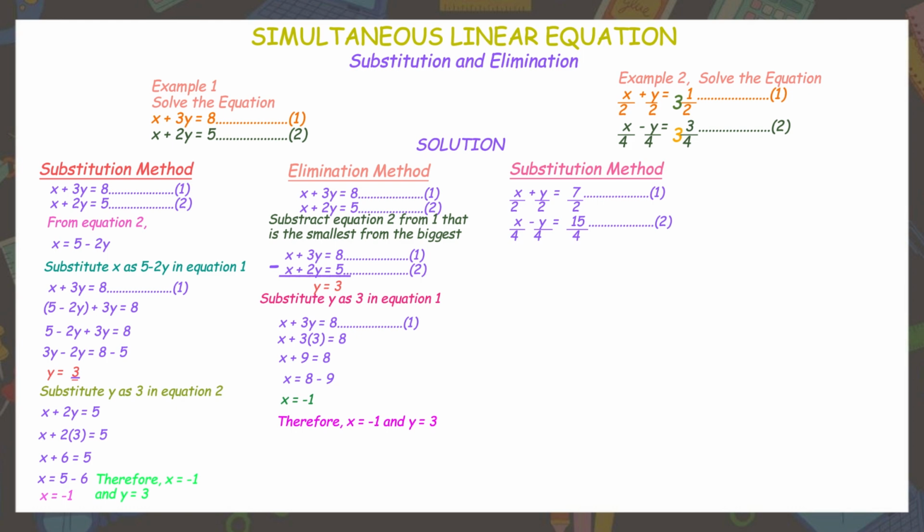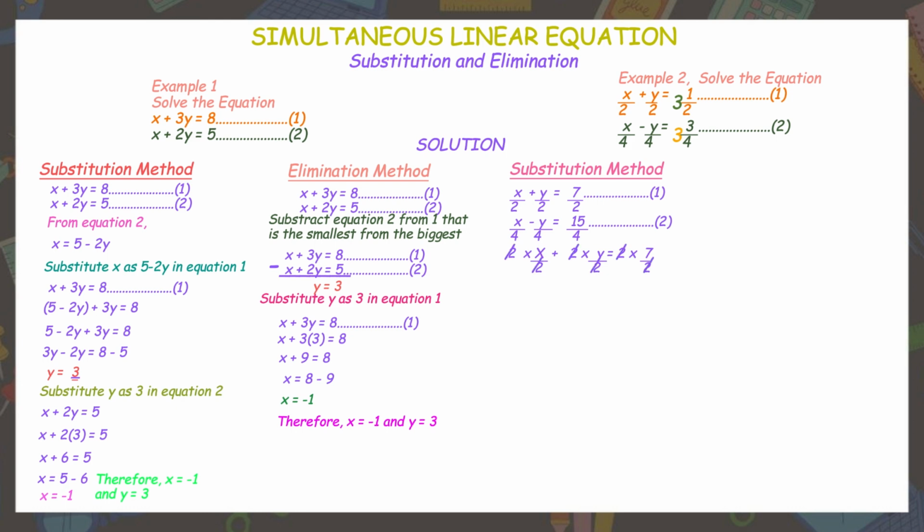That is equation 2. Now, the second step is to clear the fractions from each of the equations. And how do we clear the fractions? We find the LCM and multiply all through by the LCM. The LCM of the first equation is 2. So we multiply all through by 2, which is the LCM: 2 multiplied by x over 2 plus 2 multiplied by y over 2, which is equal to 2 multiplied by 7 over 2.